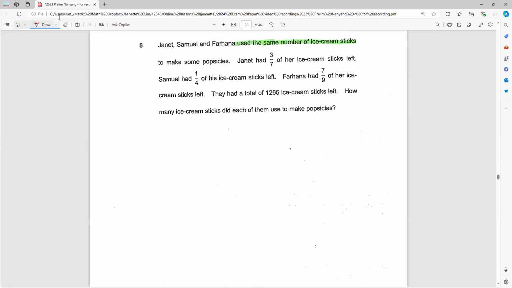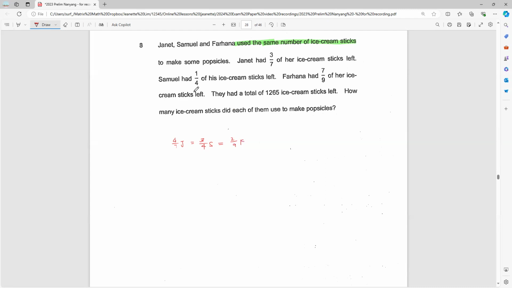Use the same amount. So what we should be focusing on is the amount used, like the fraction used by each of them. So if Janet had 3/7 left, then the amount used will be 4/7. Okay, so 4/7 of J is equal to how much is used for Samuel? Samuel had 1/4 left. So he actually used 3/4. Then also for Farhana, so Farhana had 7/9 left. So it means that she used 2/9.